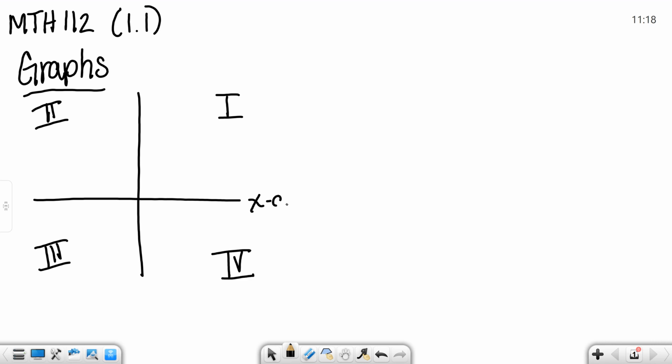We have our x-axis. Would be a number line that goes left and right. We have our y-axis. Would be a number line that goes up and down. This point where they cross has a name. It is called the origin.